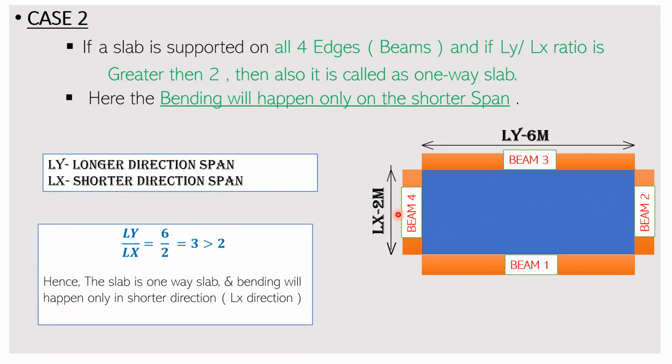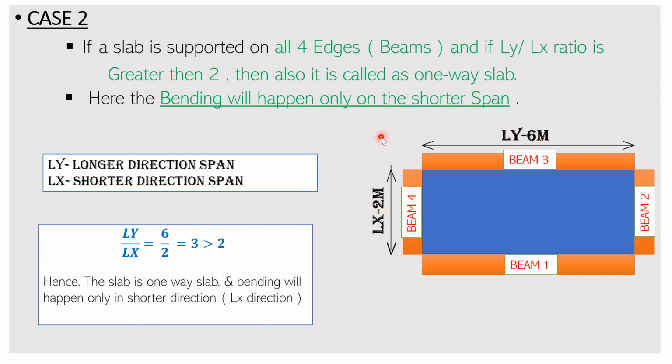Now applying this formula here, Ly by Lx is equal to, Ly is the longer direction span, which is 6 meter, I'm writing 6 meter here, and Lx is 2 meter. That is why I can see 2 meter here. So if I divide 6 by 2, I'm going to get an answer of 3. And we know that 3 is greater than 2. According to our understanding, if it is greater than 2, then it is called a one-way slab. So hence the slab is a one-way slab, and the bending will happen only in the shorter direction.